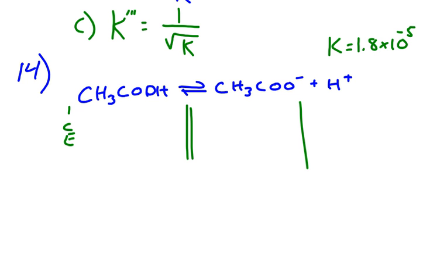If equilibrium concentrations of CH3COOH, which is just acetic acid, is 0.46 moles in 0.5 liters. I love it when it's in 1 liter because I don't have to do any math. So this is at equilibrium. So it's already at equilibrium.